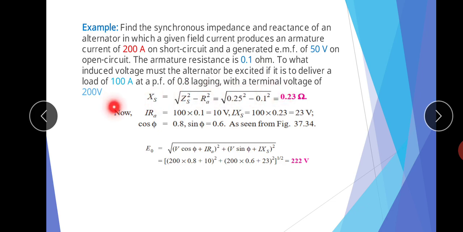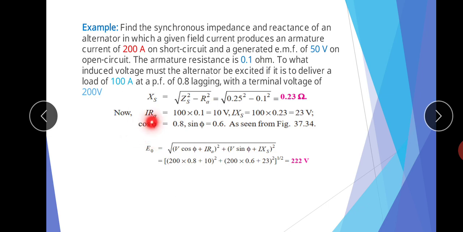So XS, the synchronous reactance, is equal to the square root of ZS square minus RA square. The value of impedance is given, that is 0.25 square minus the value of resistance square. By simplifying it, we get 0.23 ohm.